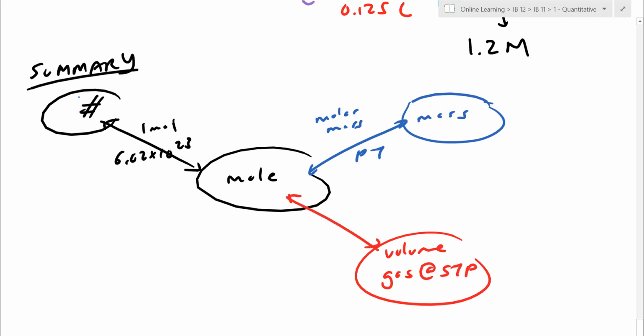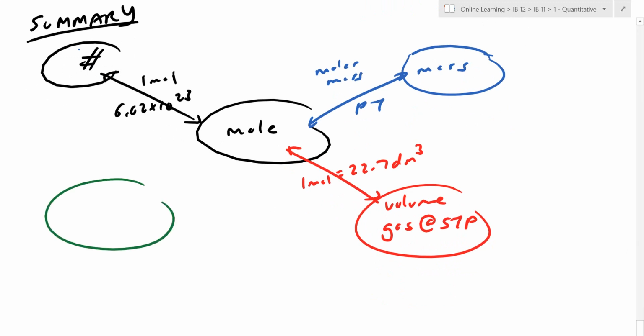In that case, the conversion factor was called molar volume. 1 mole is equal to 22.7. Again, IB doesn't like liters. They would rather say decimeter cube. And here we are, introducing one last bubble. This bubble is actually going to also be volume, but this one is specifically going to be volume of a solution.